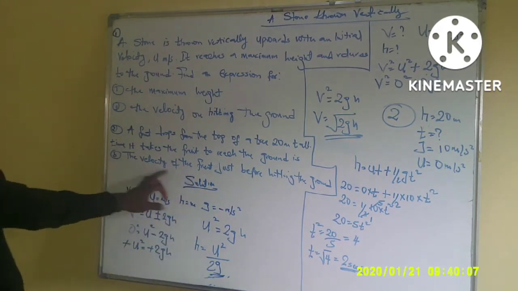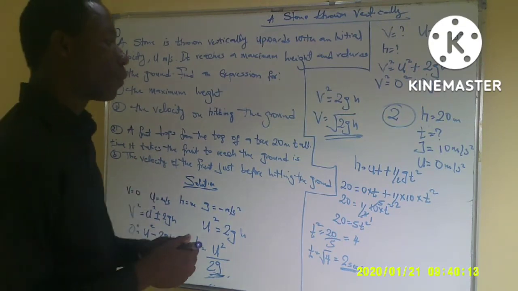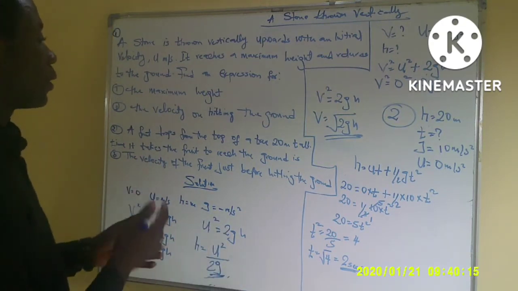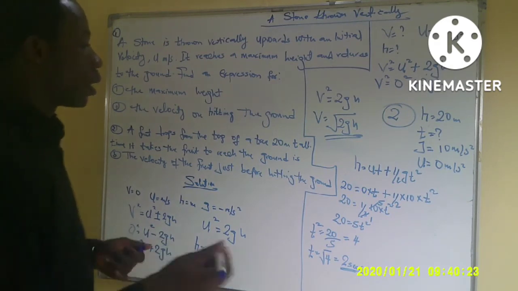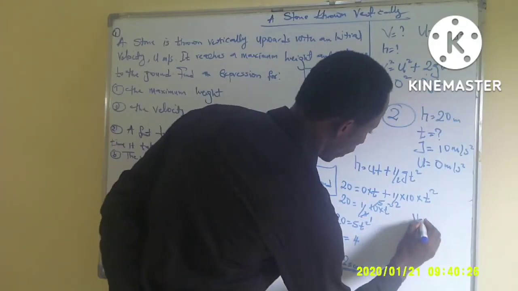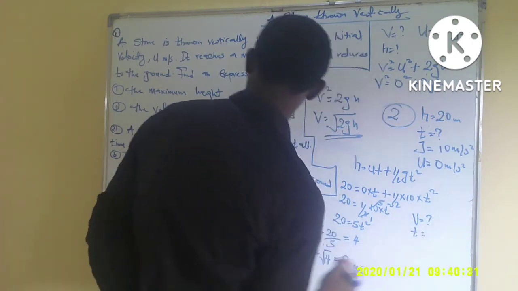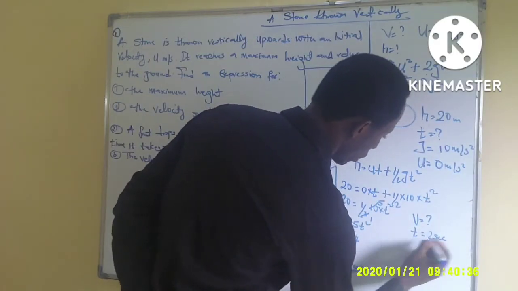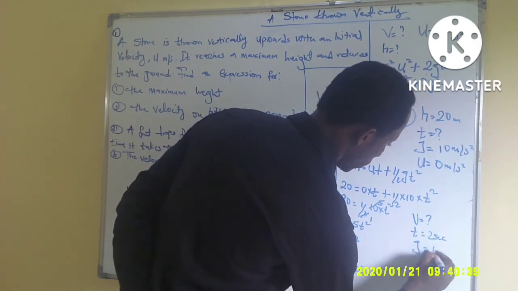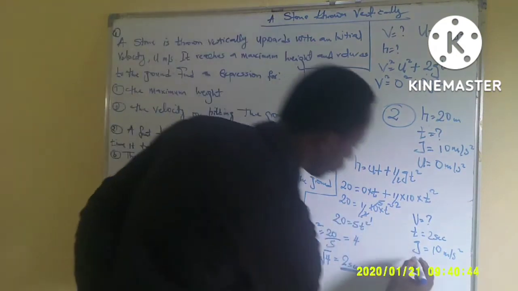Now, the second question is the velocity of the fruit just before hitting the ground. The final velocity is actually at its maximum at that point, just before hitting the ground. Since the height is given to us, and we've gotten the time, let's use this equation. The time to reach the ground is 2 seconds, g is equal to 10 meters per second squared, and the initial velocity is 0.